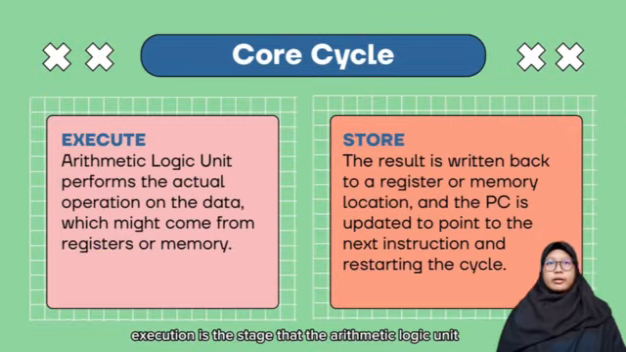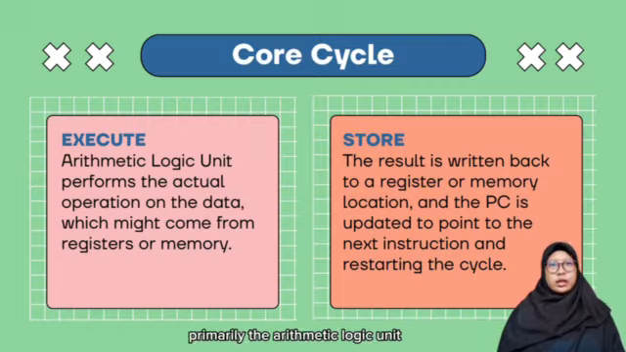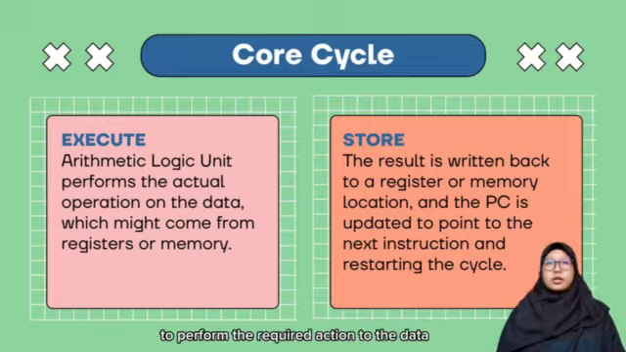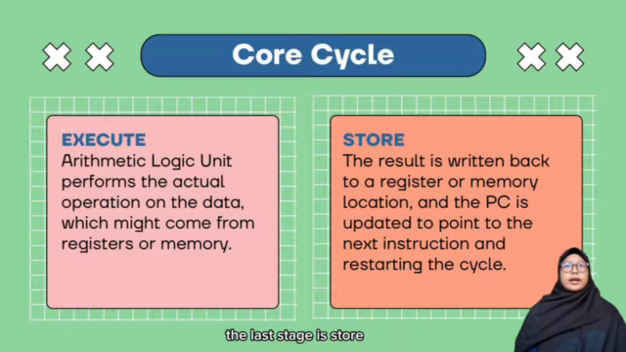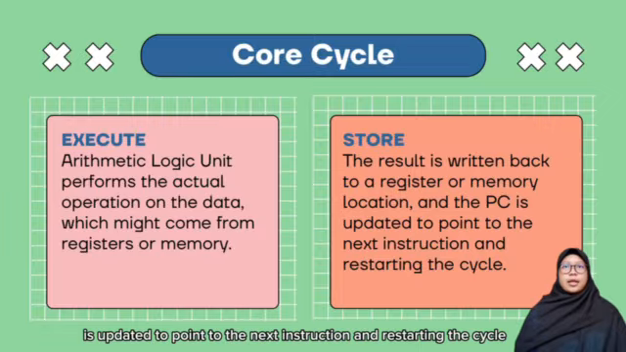At this stage, the CPU control unit sends a signal to the relevant functional unit, primarily the arithmetic logic unit, to perform the required action on the data. The last stage is store. The result is written back to the register or memory location, and the PC is updated to point to the next instruction, resetting the cycle.